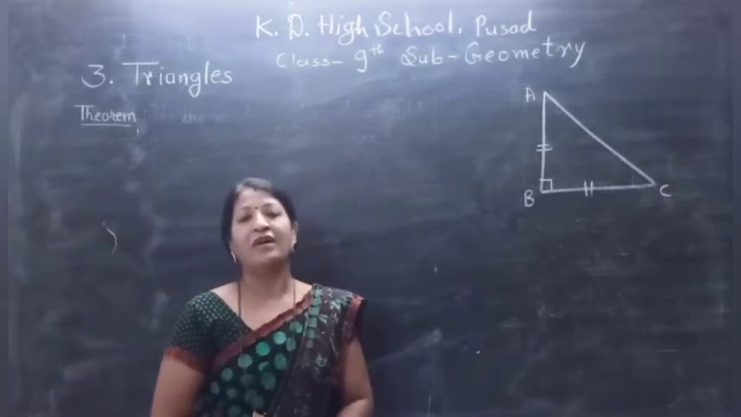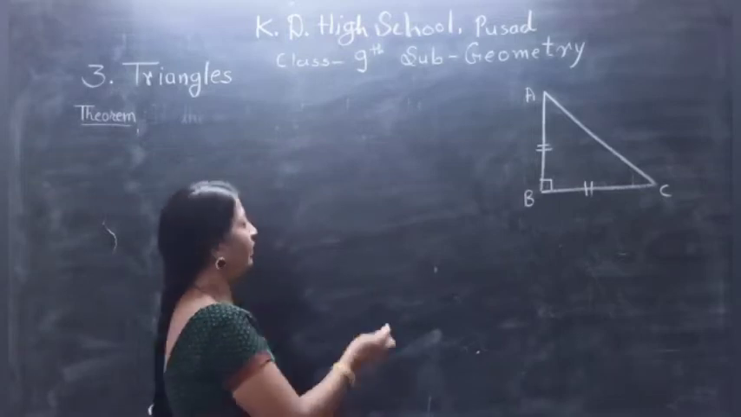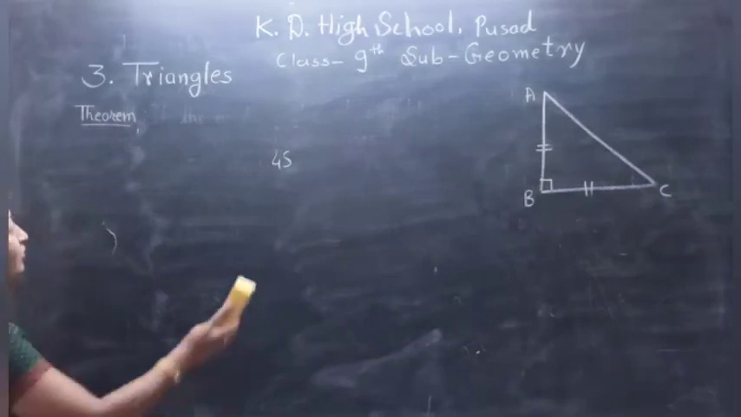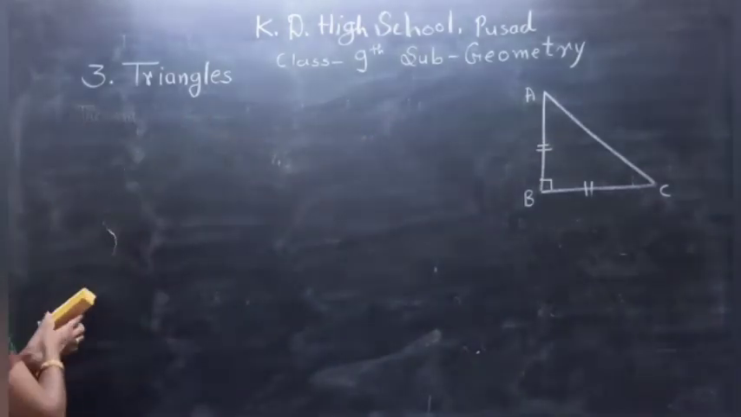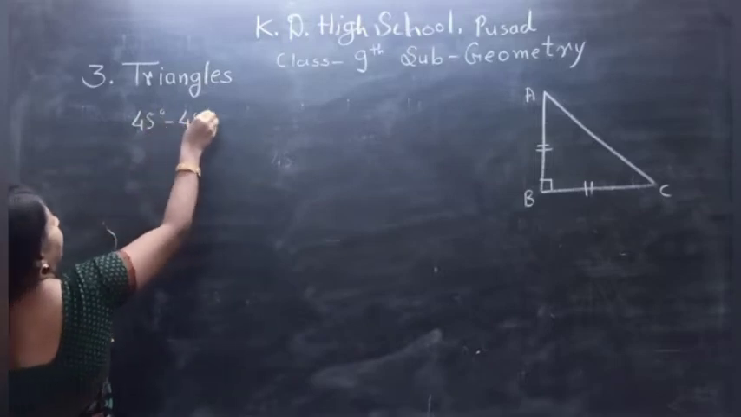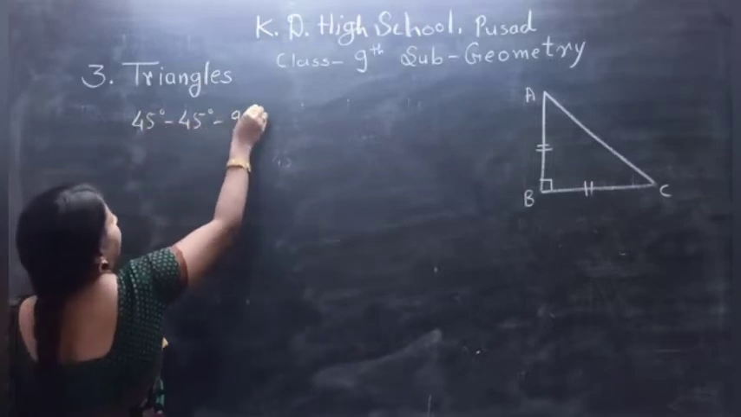In case of an isosceles right angle triangle, it means 45, 45, 90 triangle.